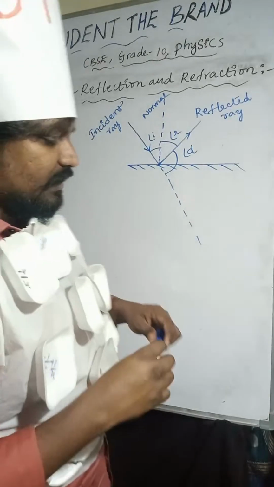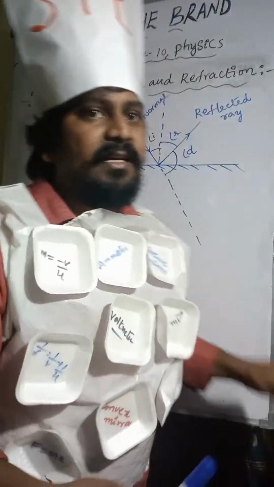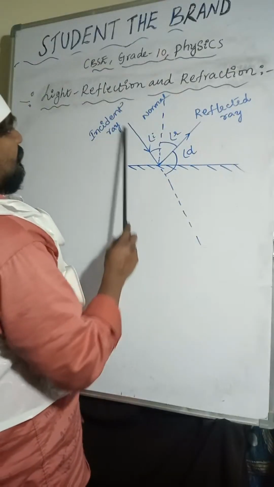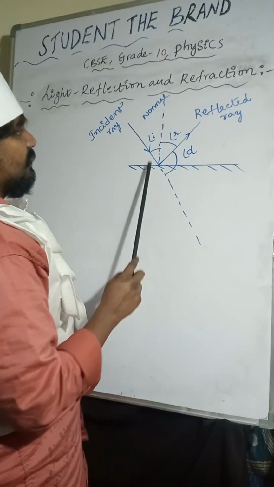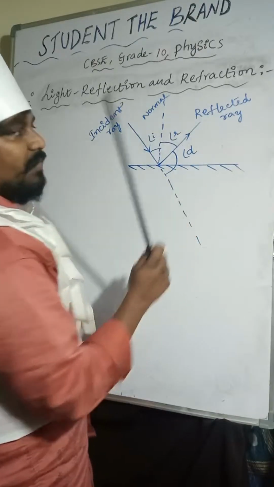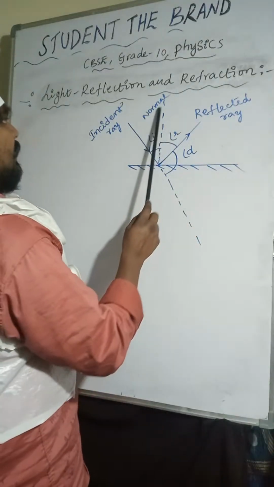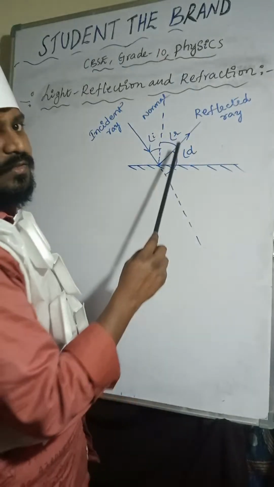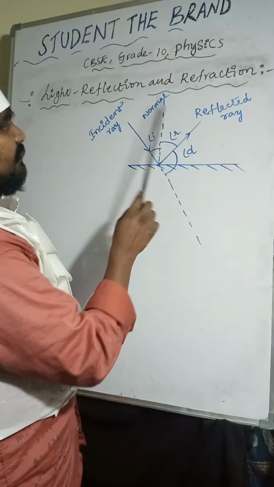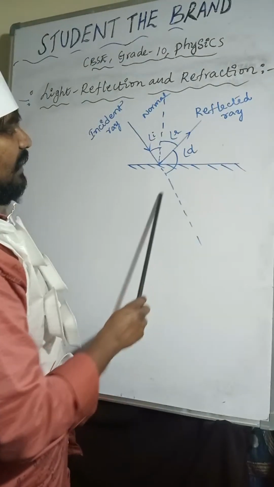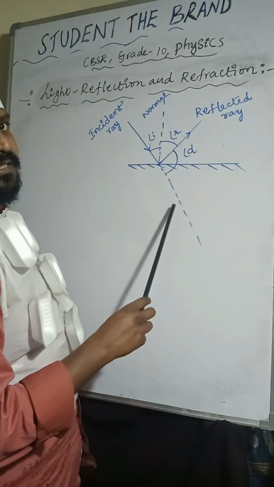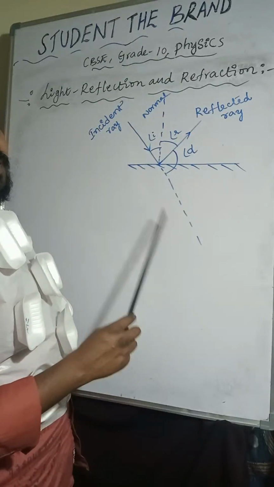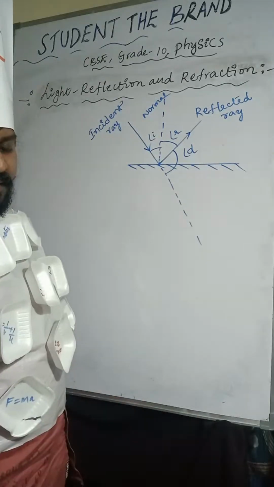The light which is incident on the surface is called the incident ray. The light which is reflecting back is called the reflected ray. And the line which is perpendicular to the plane surface is called the normal line. And this dotted line, which is undeviating, is called the undeviated line.